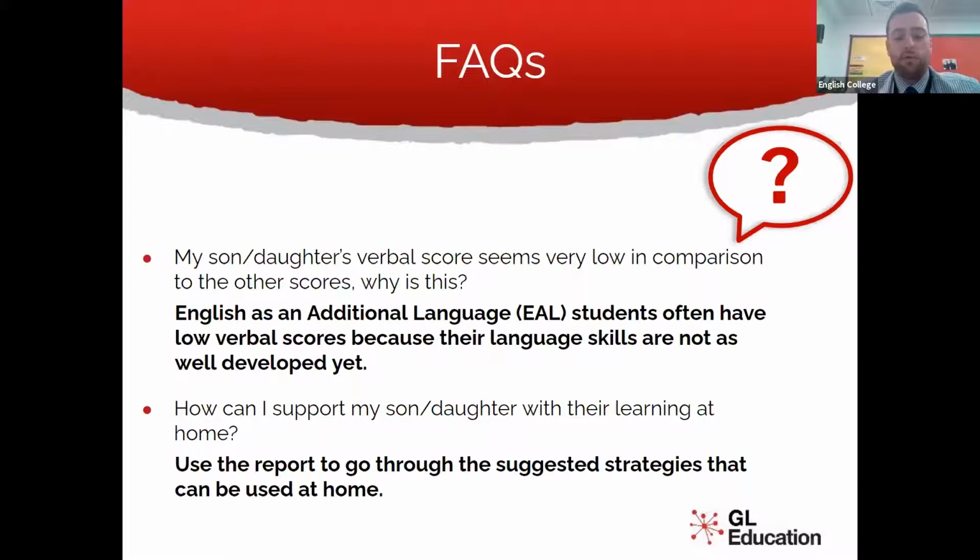And then a lot of parents always ask, how can I support my son and daughter at home with their learning? All the strategies you always do: read the profile, go back through this presentation, and just continue to do what you've always been doing with your children at home. I'm sure it's been very successful.